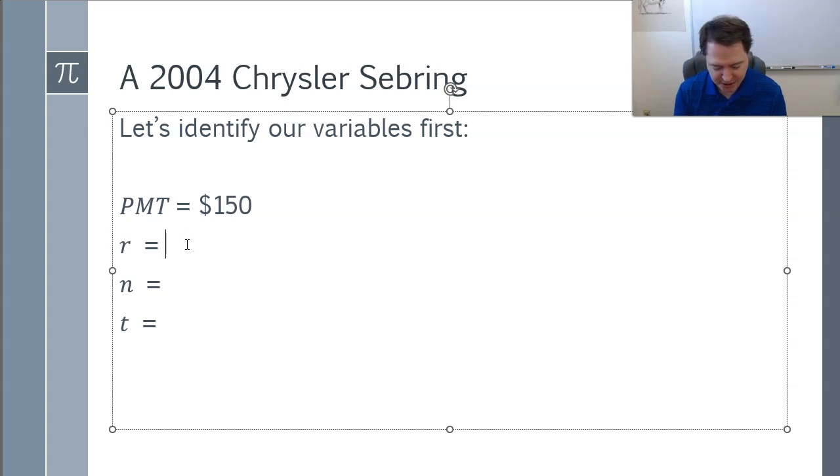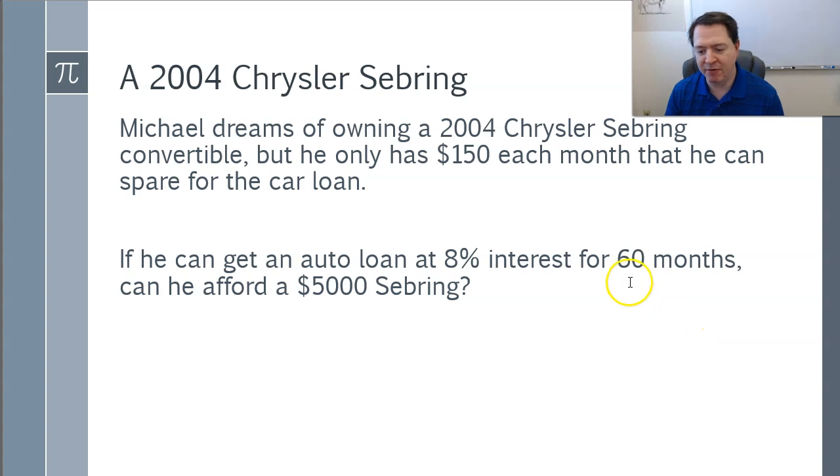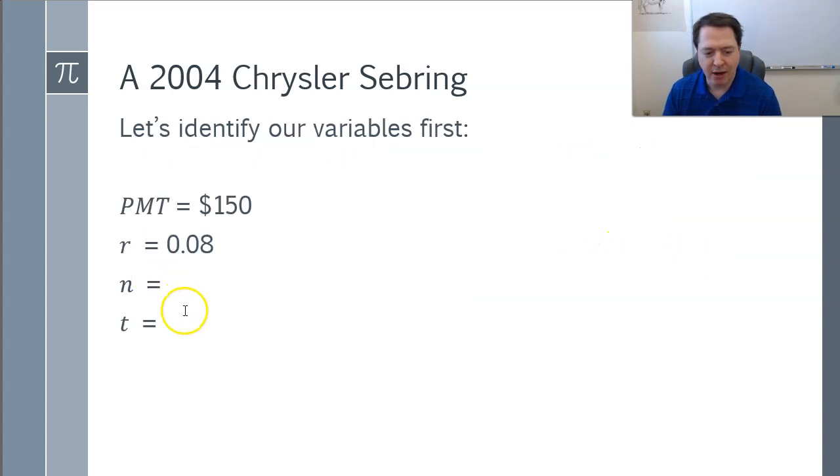We've got an 8% interest rate, so I'll write that as 0.08. My T is the number of years here, right? So always be mindful of that. It's the number of years. Well, 60 months is 5 years. So be sure that you're not just using whatever number it gives you. Be mindful of what the units are here.